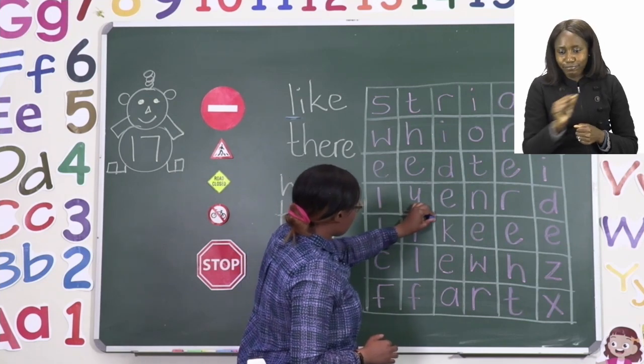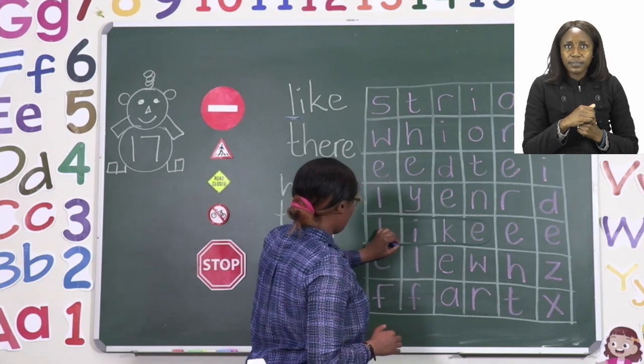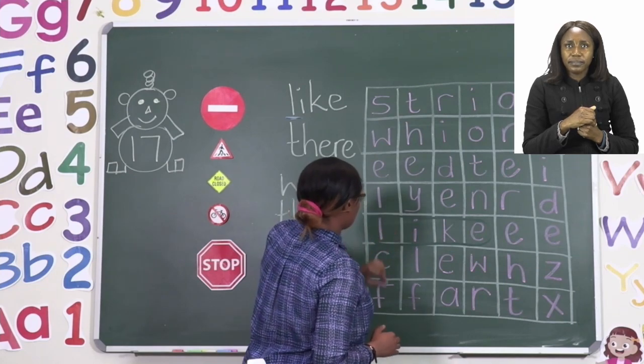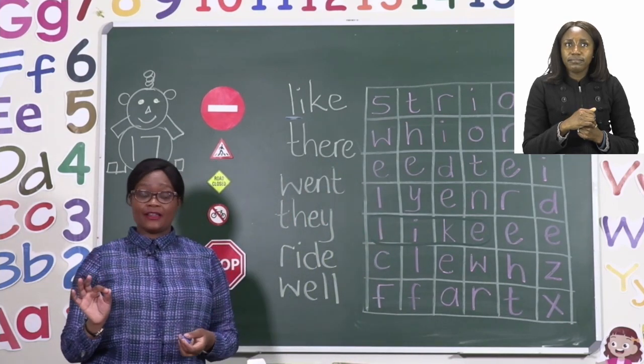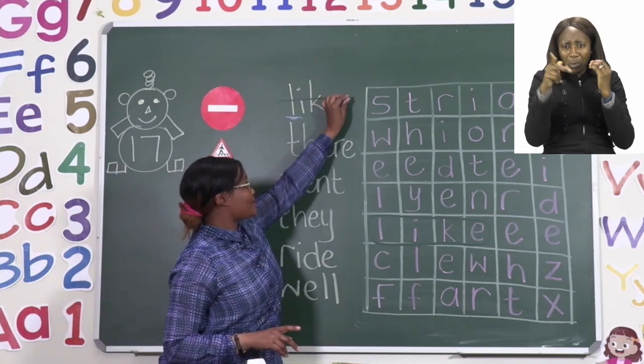Circle your word carefully, making sure you go around all the letters and then go right back up where you started. And then cross out the word so that you don't look for it again.